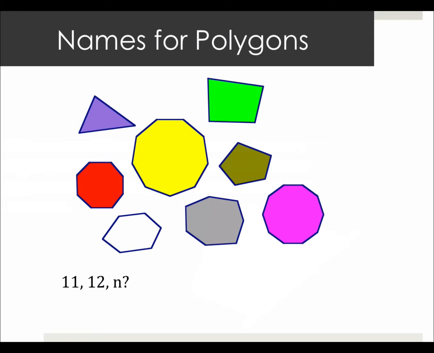What's the yellow thing, Sloan? I have no idea. How many sides, by the way? 9. Anybody know what a 9-sided polygon is? Nolan? Nonagon.